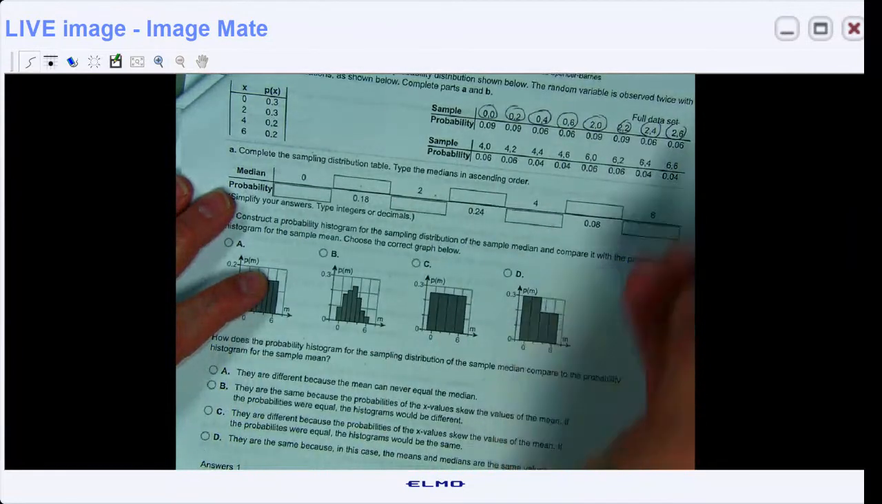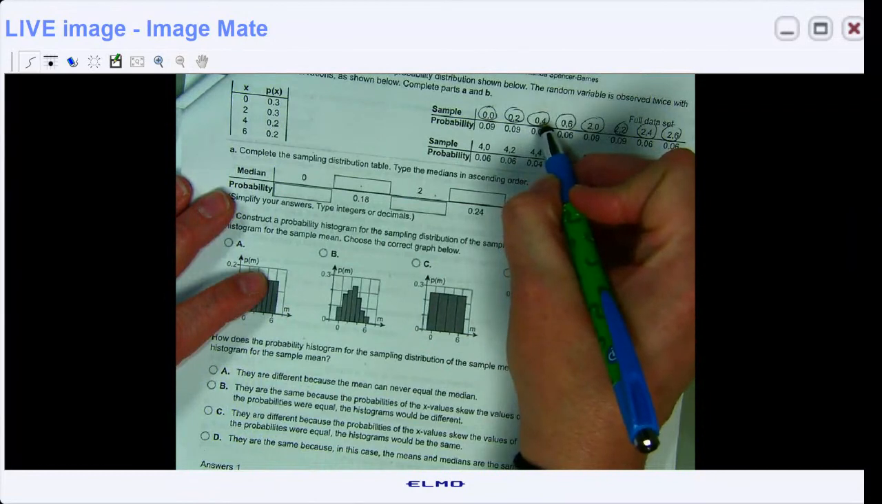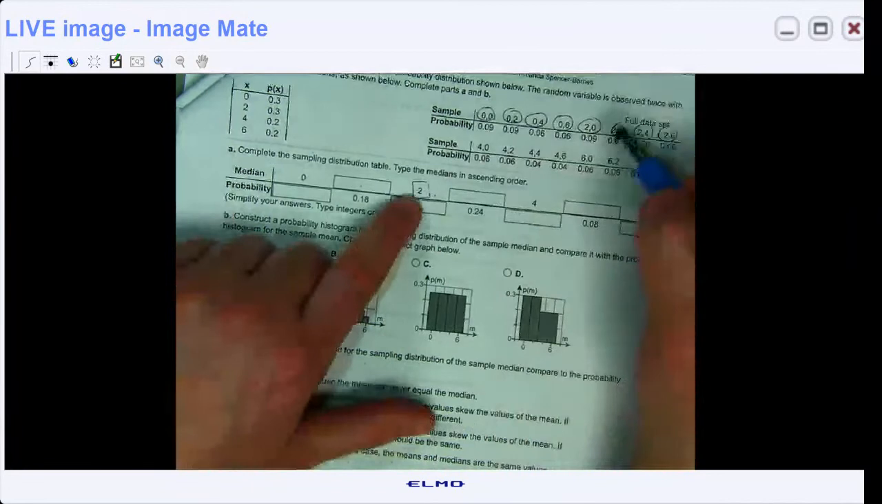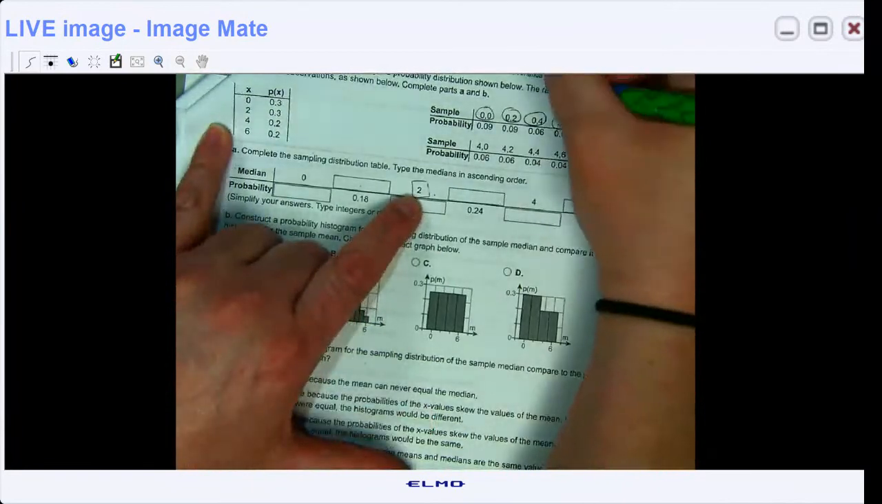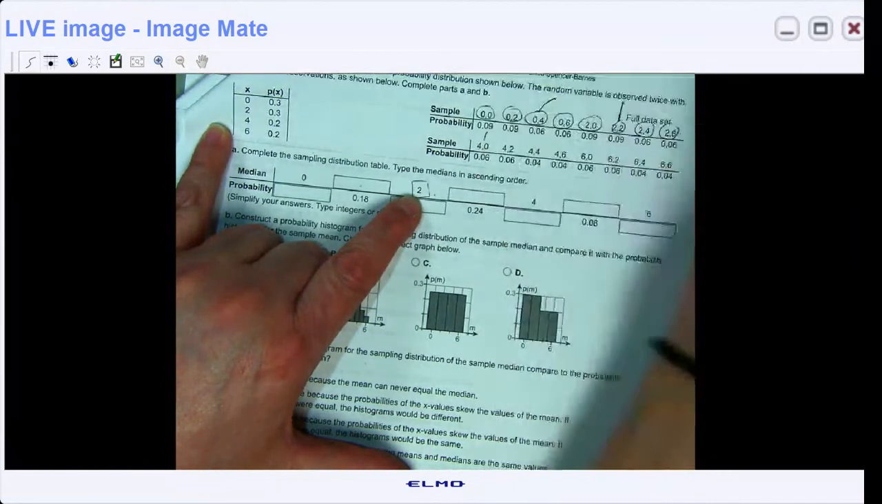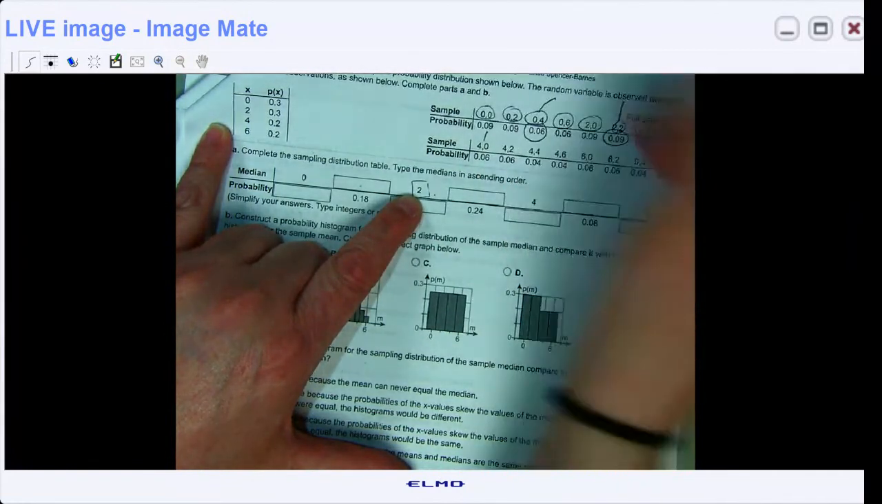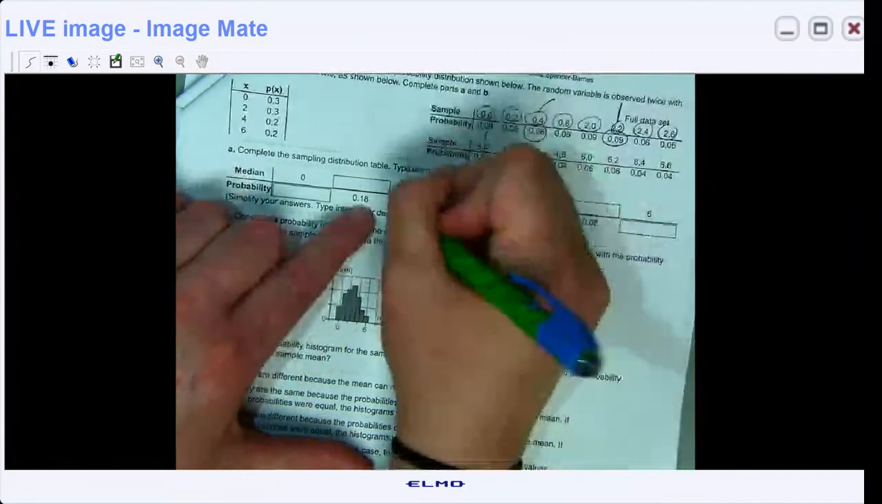And so once you get your medians in there, for example, just choose this one, 0 plus 4 is 4, and 4 divided by 2 is 2. So everything with a median of 2, which would be this one and this one and this one, so everything that adds to 4, you would add those probabilities, and that's what's going to go in this box down here. Then it's going to ask you to do some questions about those.